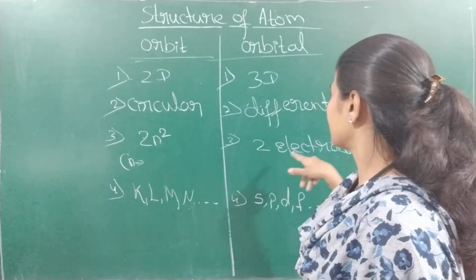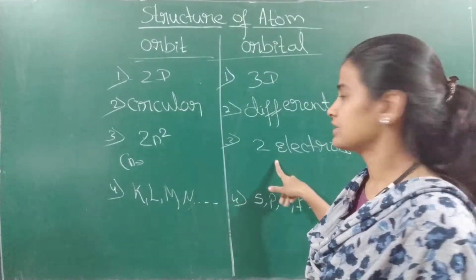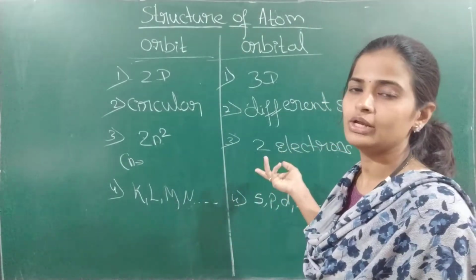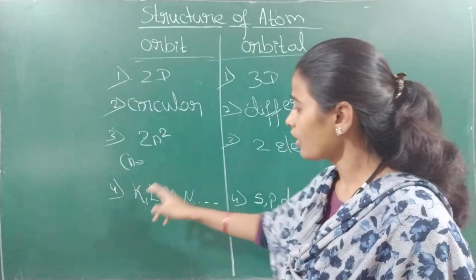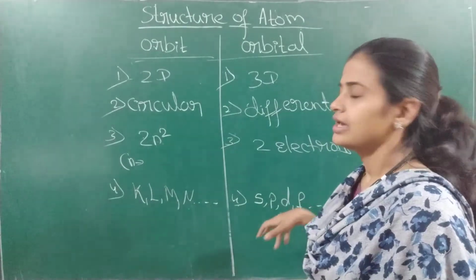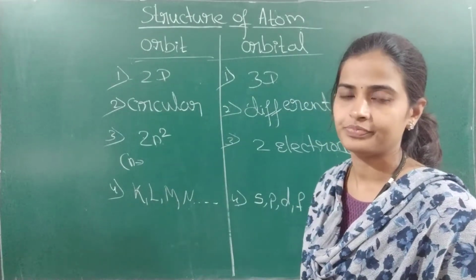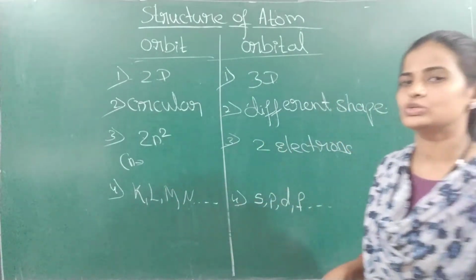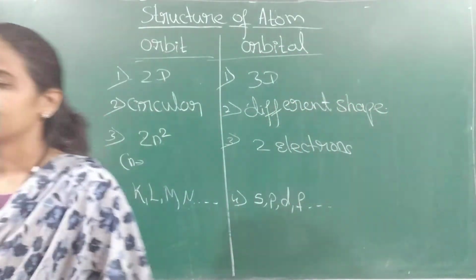The maximum electrons in the orbital is only 2 electrons. Orbits are represented as K, L, M, N. Orbitals are represented as S, P, D, F. This important difference you should know. You write it down.